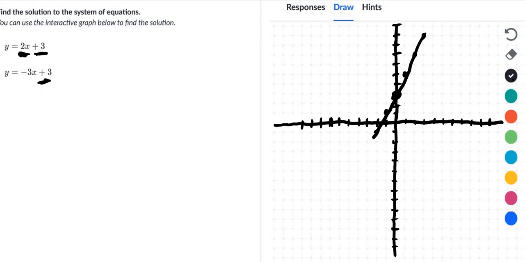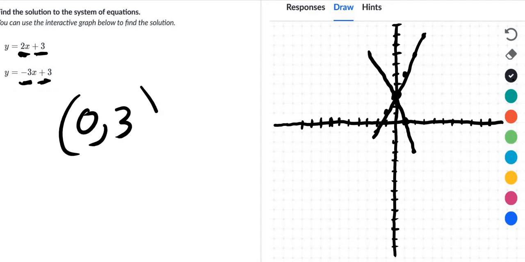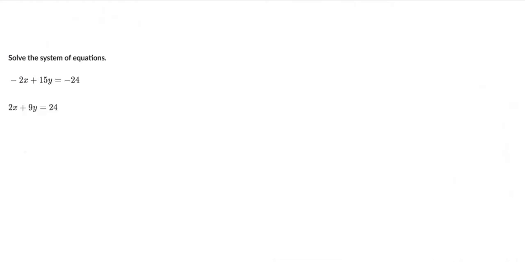The slope is going to be negative 3. We see that from here. So this is the y-intercept. 1 to the right, down 3; 1 to the right, down 3. So we can see pretty clearly that the solution is going to be over here, where x is 0 and y is 3. And that would be the solution. Okay.